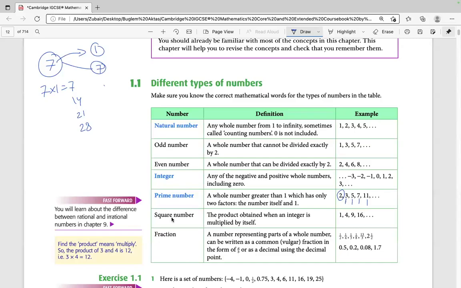What are square numbers? Square numbers are basically numbers that you get from squaring a number. For example, 2 squared equals 4. So 4 would be a square number. That's right. When a number is multiplied with itself, it is a square number. For example, 13 times 13 is.